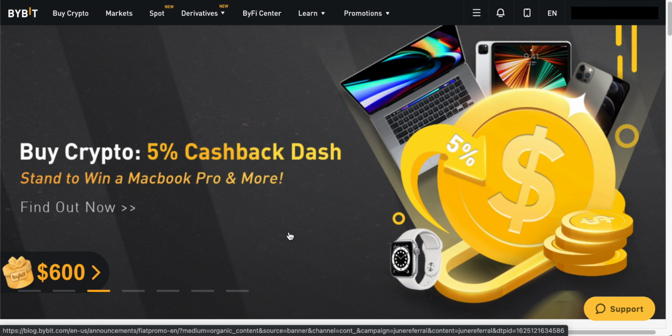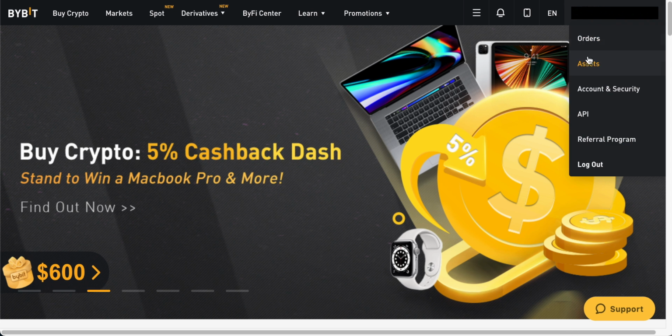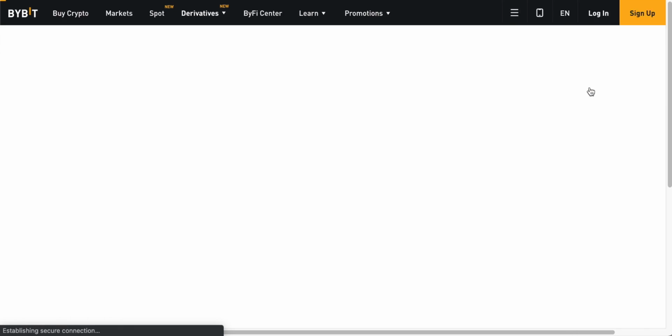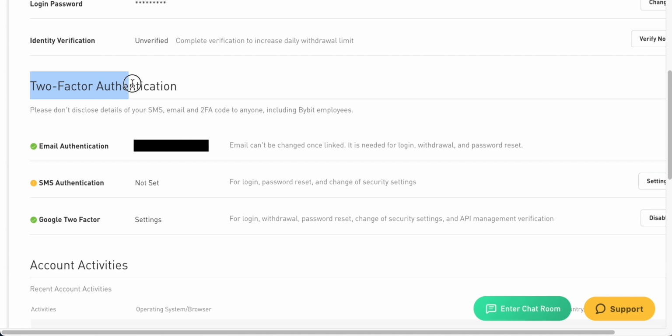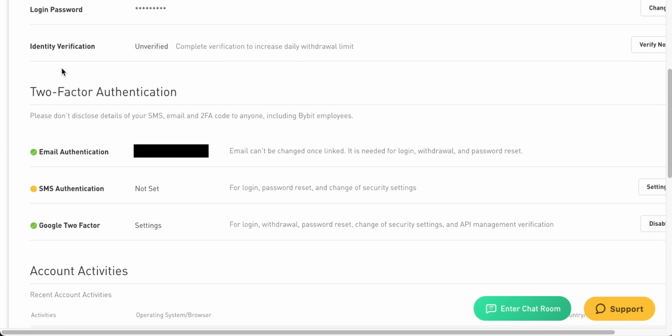So once you have signed up and you've gone through linking up an email address, then what we'll do is actually come to our account and security first, just so we set things up properly. I would heavily suggest setting up two-factor authentication, so Google Authenticator on your phone, and that will set up an extra layer of security for you. Bybit doesn't require KYC information and identity information, but if you do give that over, then you can increase your daily withdrawal limits, as you can see.